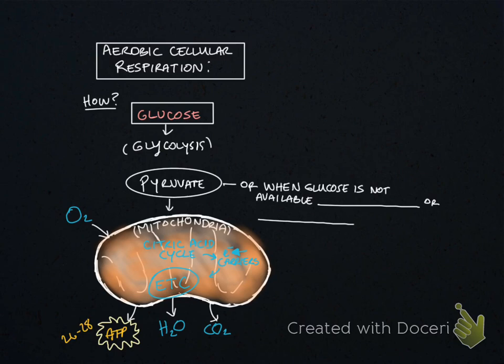And what also is cool about this is that if we didn't have a molecule of glucose, we could end up using fatty acids or even amino acids, units of proteins, units that make up proteins. Okay.